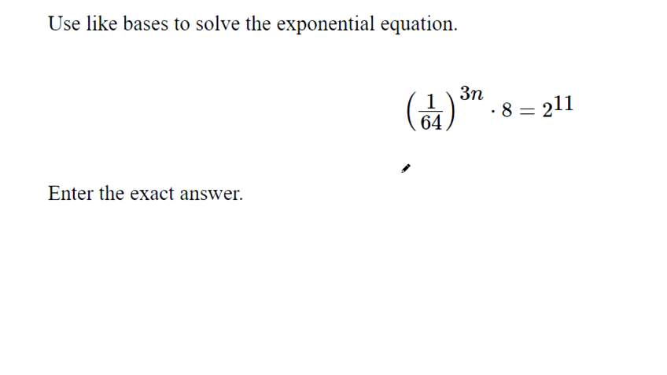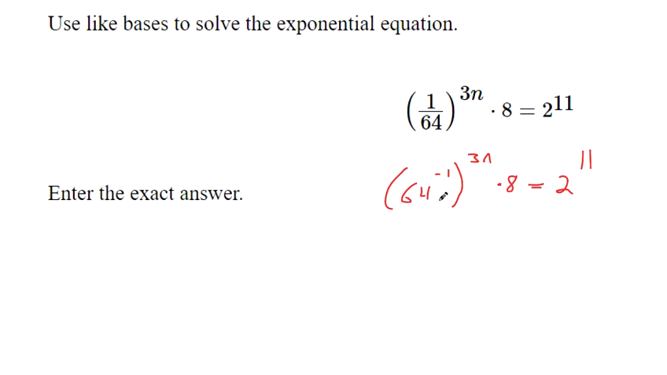Okay, so let's start with this stuff on the inside here. 1 over 64, that's 64 to the negative first power. Because if you have a number in the denominator of a fraction, 1 over x, that's x to the negative first. So 1 over x squared, that's x to the negative second. So 1 over 64, that's 64 to the negative first.